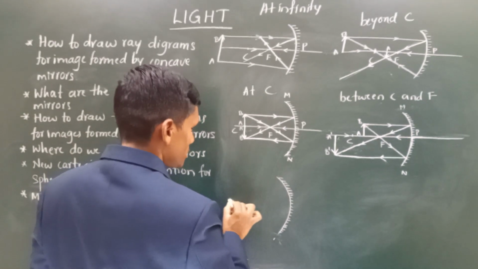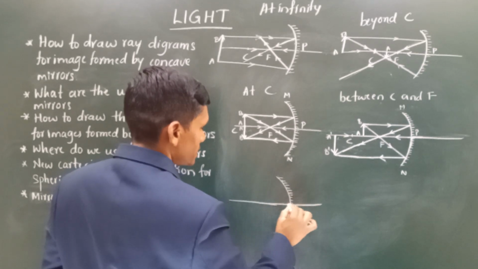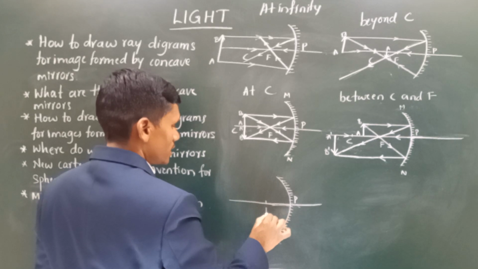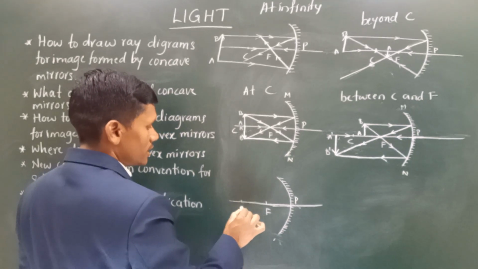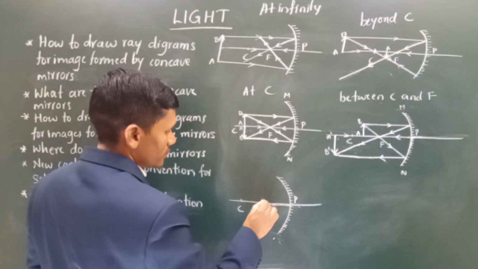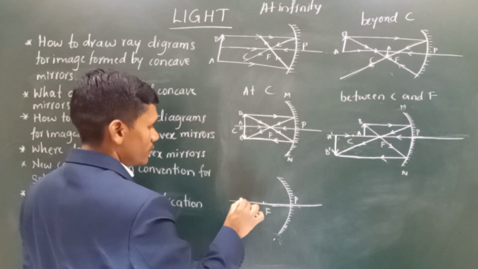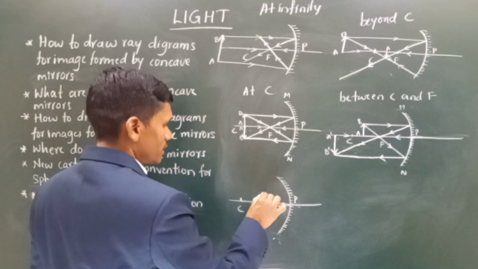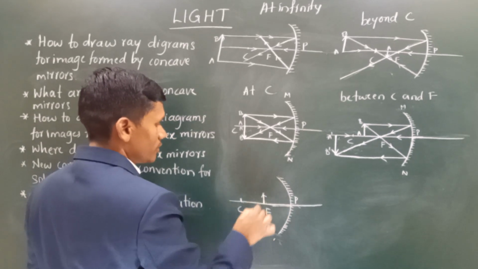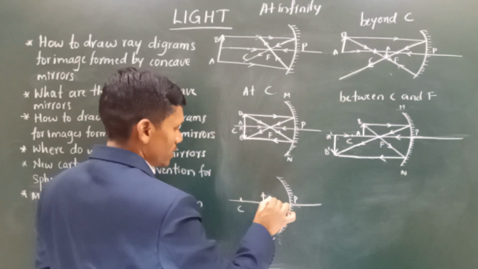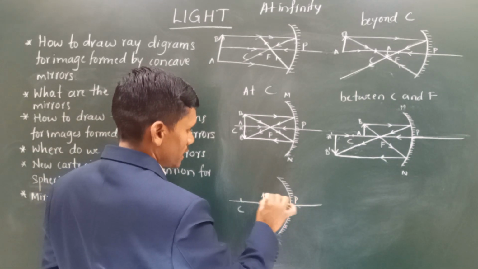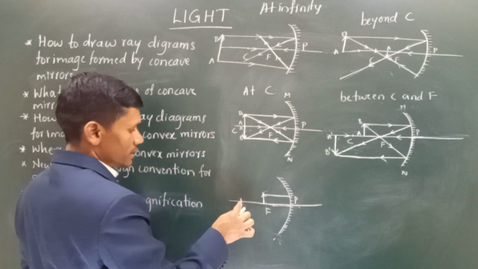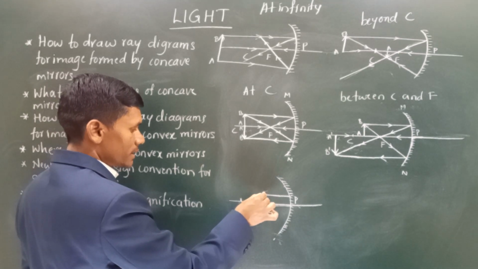Let us take this concave mirror, principal axis, this is the pole of the mirror, and let this be the principal focus. This is the center of curvature. Now when the object is at the focus, that is at F, you need to consider one ray which is parallel to the principal axis, and another ray which is passing through the center of curvature.